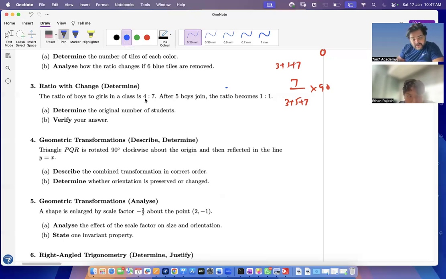So now you have 4x and 7x. If you add 5 on the boy side, you have 4x plus 5. Now it becomes the same as 7x. Agree?